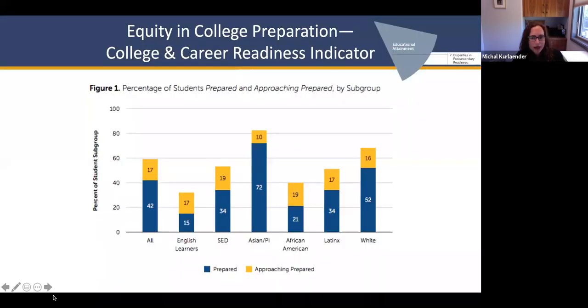This is the broad CCI indicator of preparedness. Just again to remind you, and this is detailed in the report, the CCI is a school level accountability measure indicating how well high schools are preparing students for success in graduation. That includes college and or career readiness. And individual students are deemed prepared, approaching prepared, or not prepared based on 8 indicators. And so here we see the prepared and approaching prepared levels by key subgroups: race, SED, and English learners.